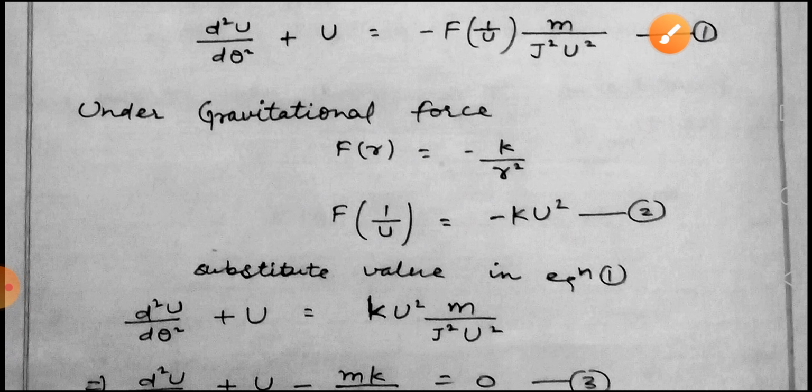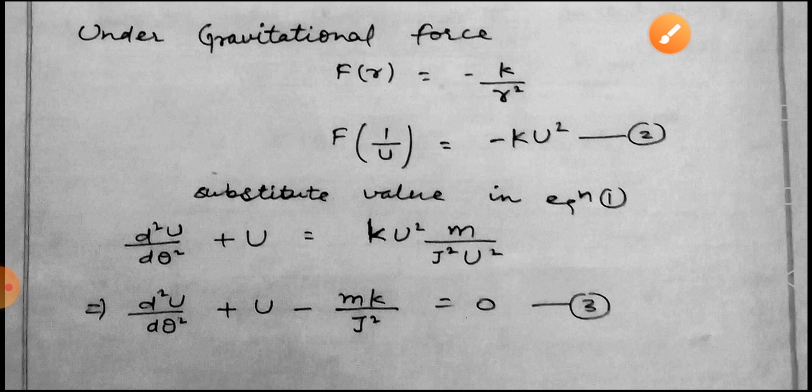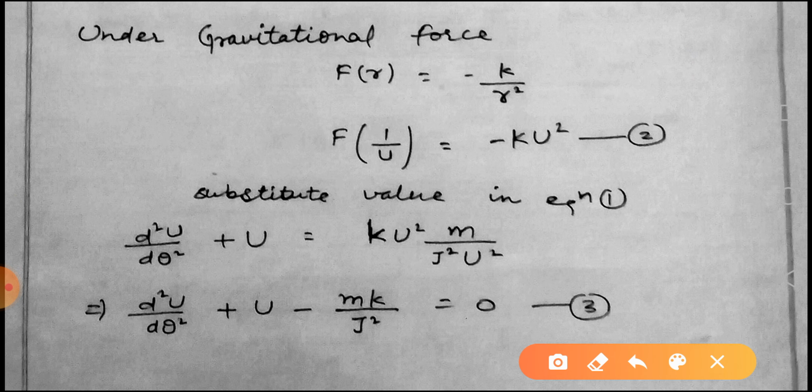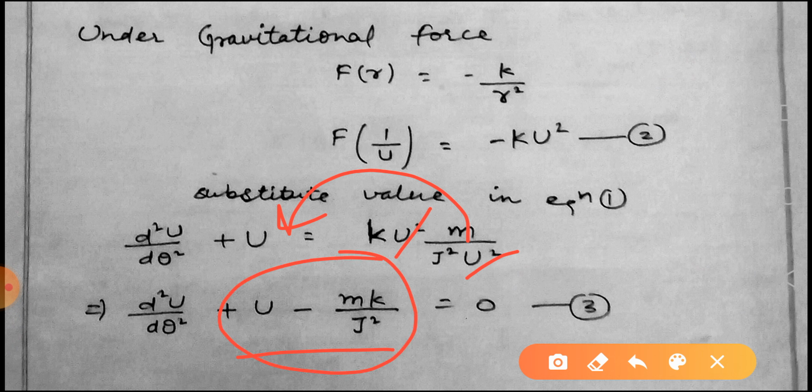So from equation 2, put the value of f of 1 upon u in equation 1, then d2u upon d theta square plus u is equal to k m u square upon J square u square. Here u square and u square cancel out, so d2u upon d theta square plus u minus mk upon J square, this term goes to the left side, is equal to 0. Equation 3. Now here we assume this term as a constant, which is psi.